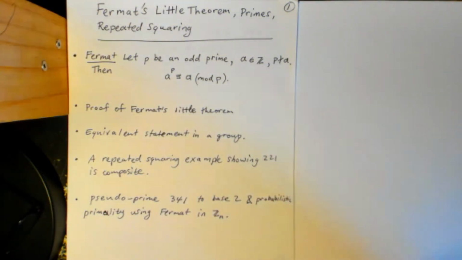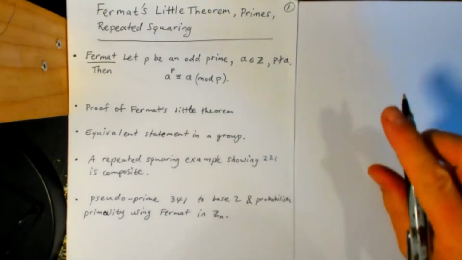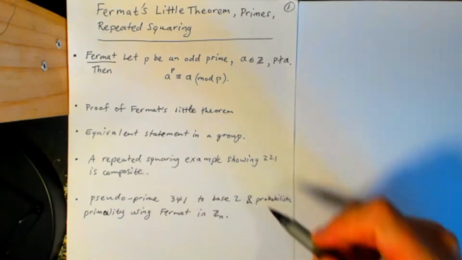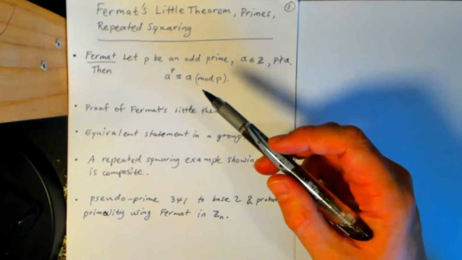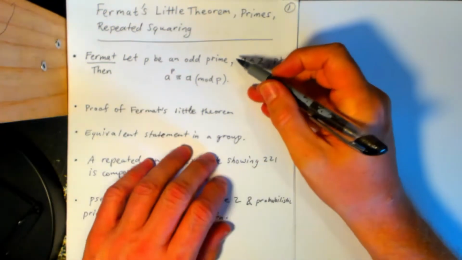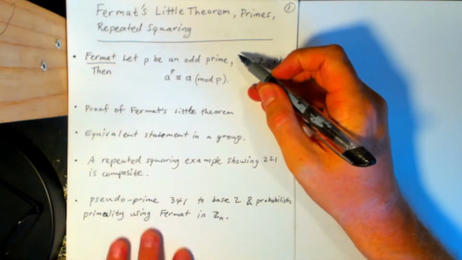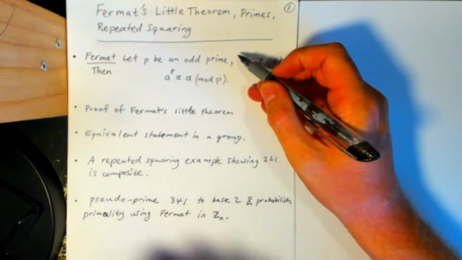Okay, this is lecture 5 of this short course in Algebra and Number Theory. And today we're going to talk about Fermat's little theorem, primes and repeated squaring. Okay, so this is our overview of what we're going to do here in this session.